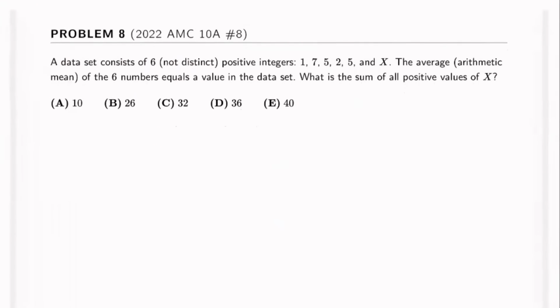And the next one is number 8. The data set consists of 6 positive integers, and we are given 5 of them. X is the next one. The average of those 6 numbers is equal to a value in the set. What is the sum of the possible values of x?